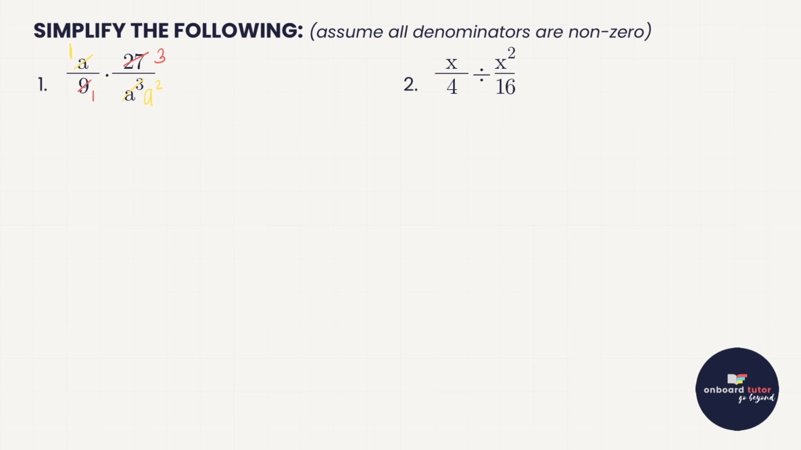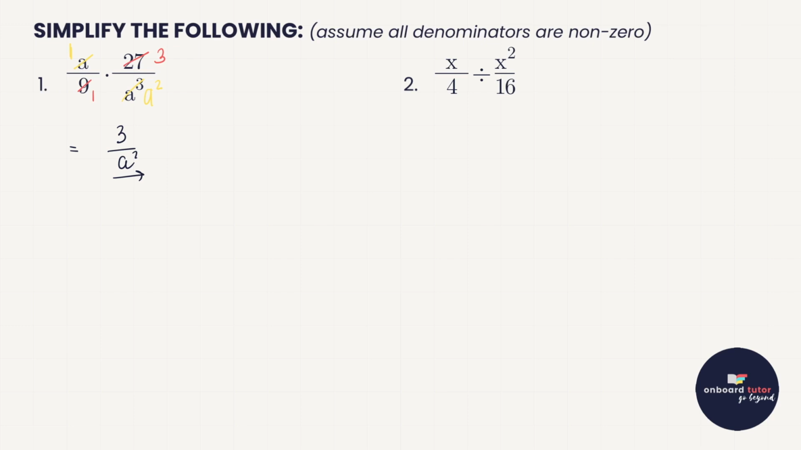Okay, so what am I left with? Now we multiply our numerators. So 1 times 3 is 3. And we multiply our denominators. 1 times a squared is a squared. So nice and simple, just a recap from the past, just to refresh your memory.